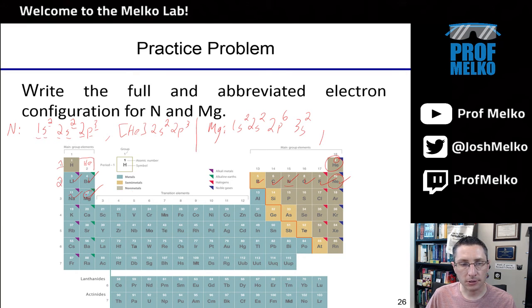Abbreviated, I can come back and replace with the previous noble gas before magnesium, counting back from 12 to 11 to 10, I get to neon. So the abbreviated form would be neon, where I can replace the first 10 electrons. So I'm replacing all of this by brackets neon. And so the abbreviated configuration is neon 3s2 for magnesium.